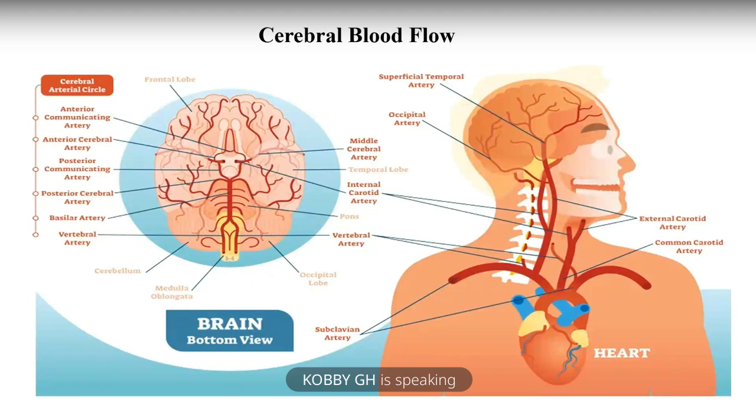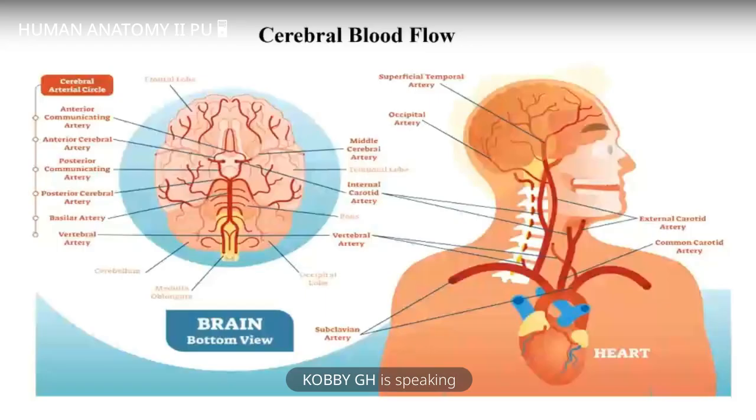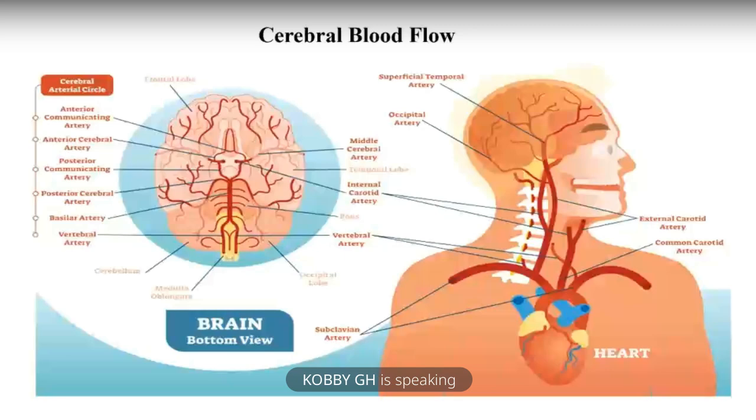And the reason why we have the circle of Willis is that the brain is so delicate. If it was only one artery supplying blood, if that artery is blocked, you will die. So we have three different blood vessels that form the circle of blood supply to the brain. And that is what we call the circle of Willis. So the circle of Willis is made up of three blood vessels.